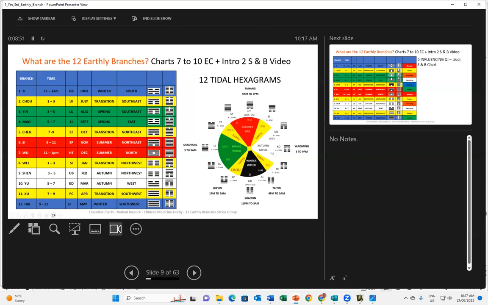The 3 branches of each season are called the birth branch, which is the first one, the exuberant branch, which is the second, and the storage branch, which is the third. In the Wei branch, for example, it's the storage of wood. We'll go through that more as we progress through the year, because there's a dip in energy that occurs.